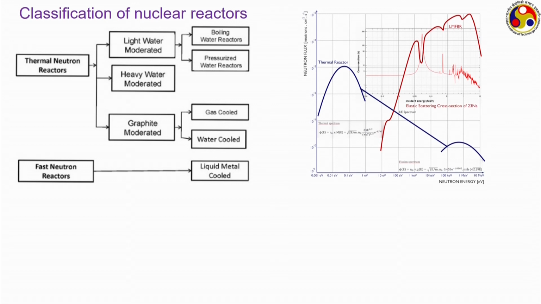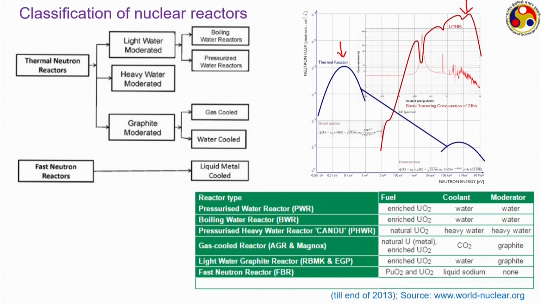This is a typical neutron flux profile, and the thermal neutron reactor generally operates in this zone, where the neutron energy is of the level of 0.025 electron volt, whereas the fast neutron reactors operate mostly in this particular zone, where the neutron energy is very high, of the level of 1 MeV or can be even higher. These are the most common or conventional nuclear reactors that we can find throughout the world.